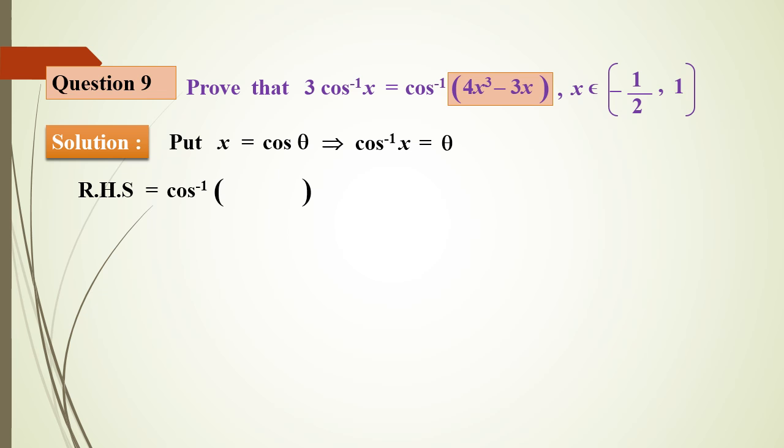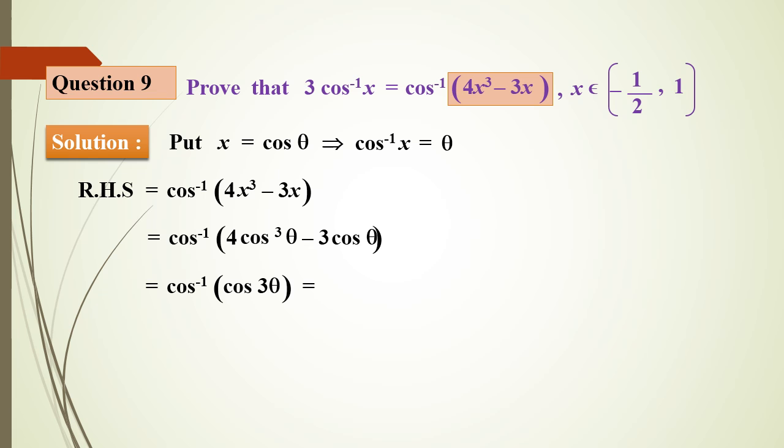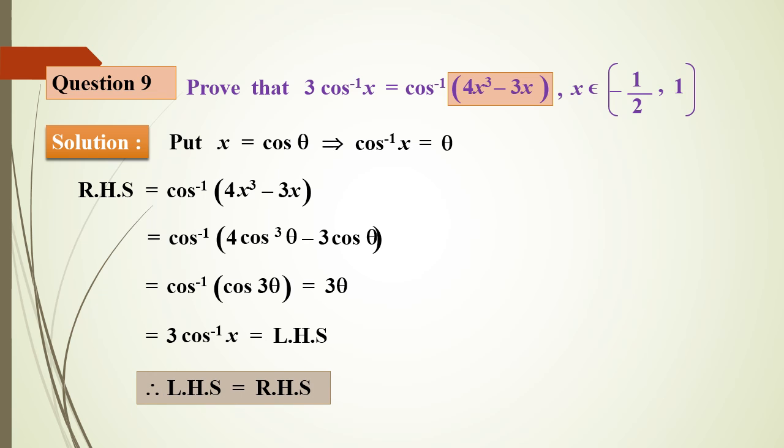Okay, you consider RHS, cos inverse of 4x cube minus 3x. Next cos inverse of 4 cos cube theta minus 3 cos theta, it can be written as cos inverse of cos 3 theta. So cos inverse and cos both are cancelled here, so 3 theta will be remaining. Next theta in the sense what? Cos inverse x, already you have written at the beginning. Okay, so you have got right now the left hand side result. Okay, so RHS is equal to LHS. So this is the result of this given problem.